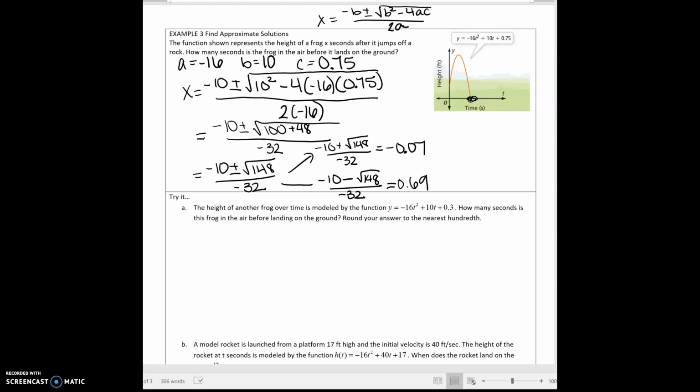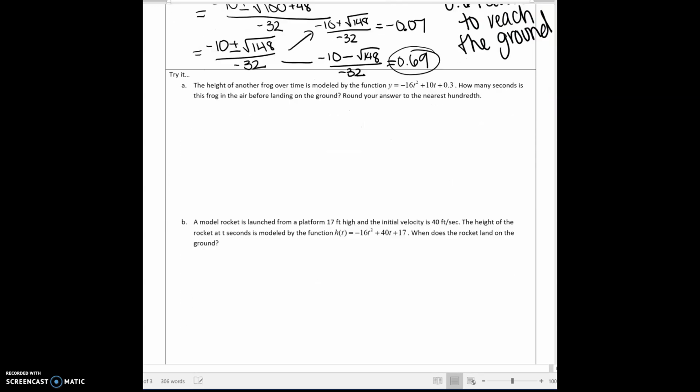Okay, so if you plug those into the calculator, you get these two answers. And we're talking about time, so it is going to be this solution. So it's going to take 0.69 seconds for the frog to reach the ground. Okay, so now go ahead and try the next two problems.